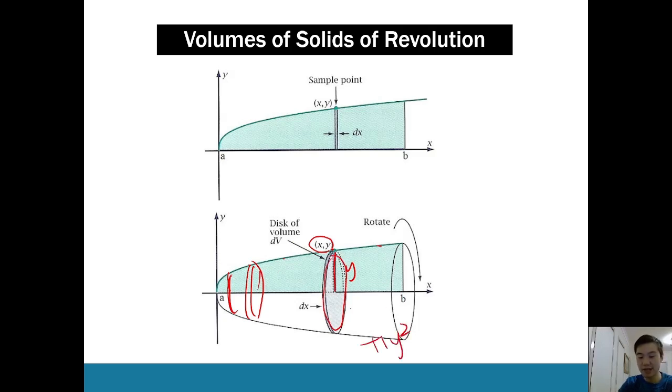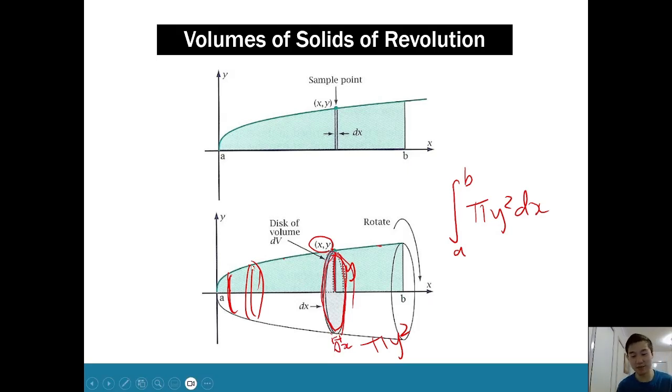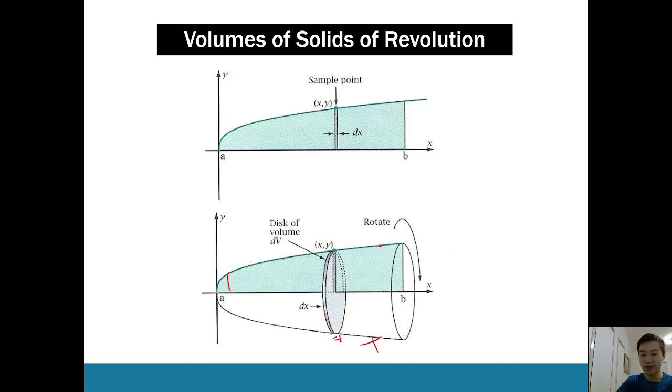When we sum up all the discs from a to b, we get an integral from a to b of pi y squared dx, because the widths of these slices are going to be delta x, a small change in x. So when we sum up all of these discs, we get the integral from a to b of pi y squared dx. So that's where the formula you learned comes from.